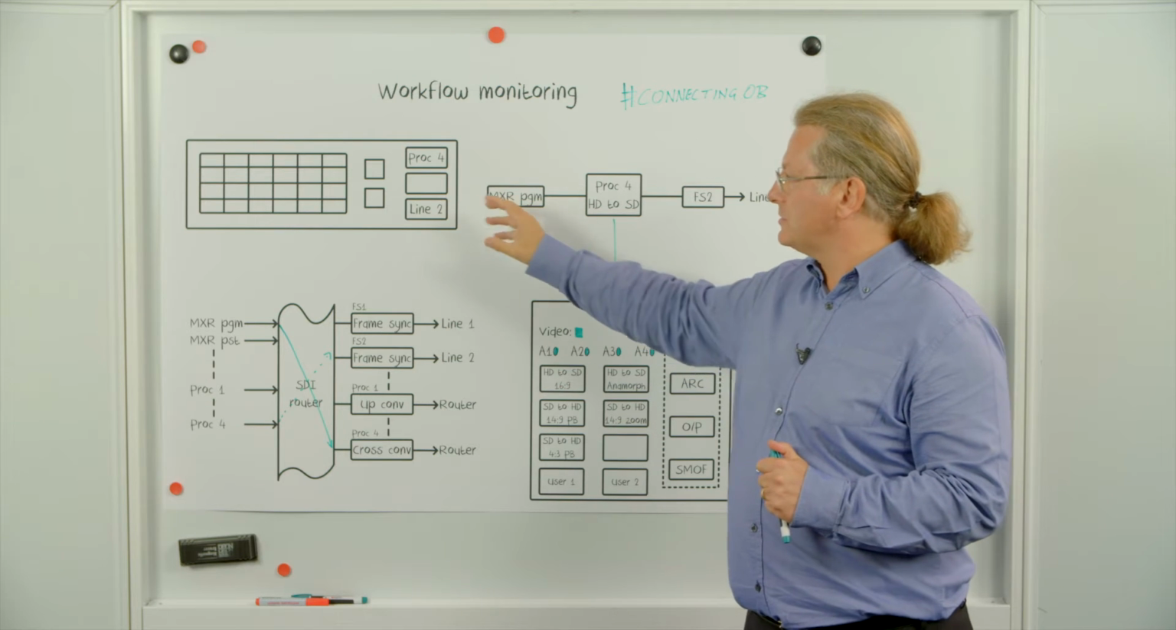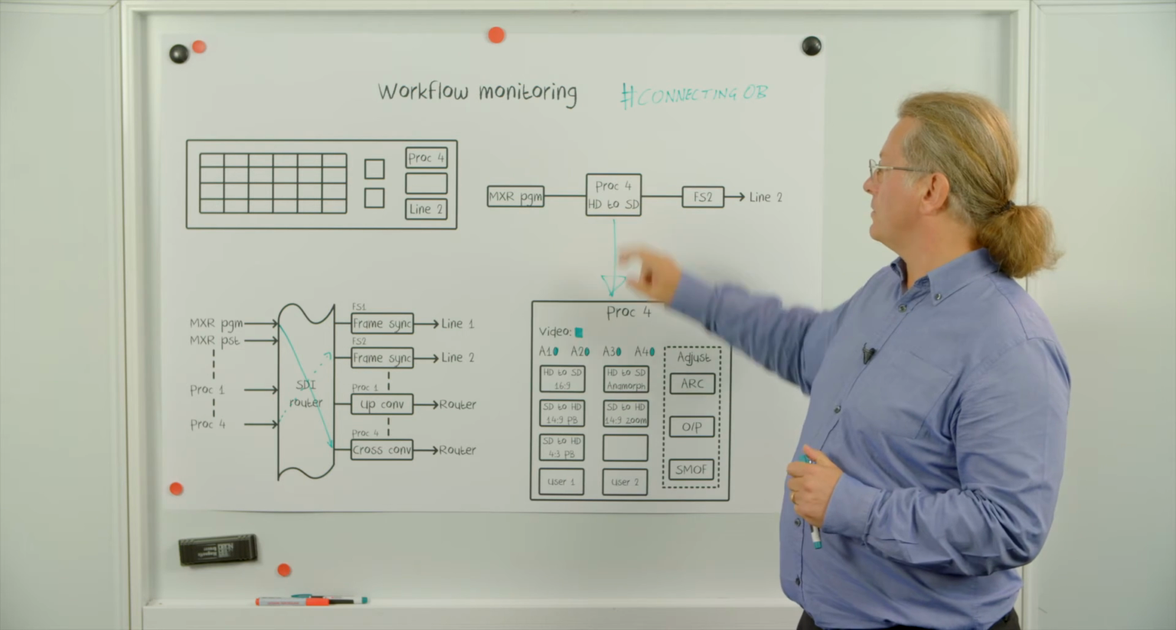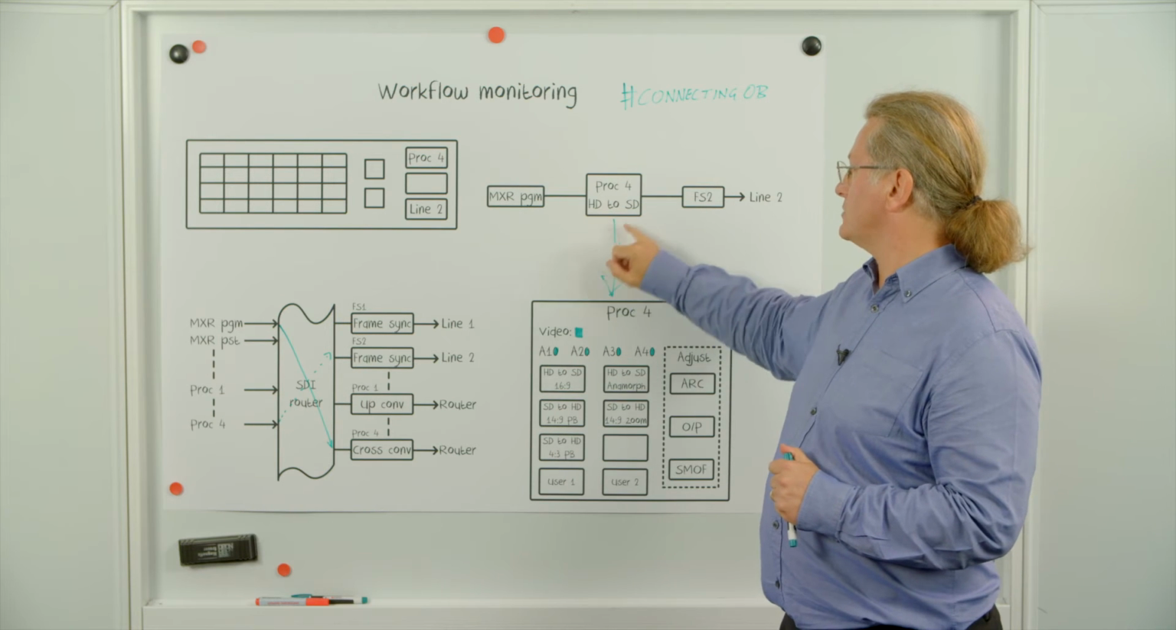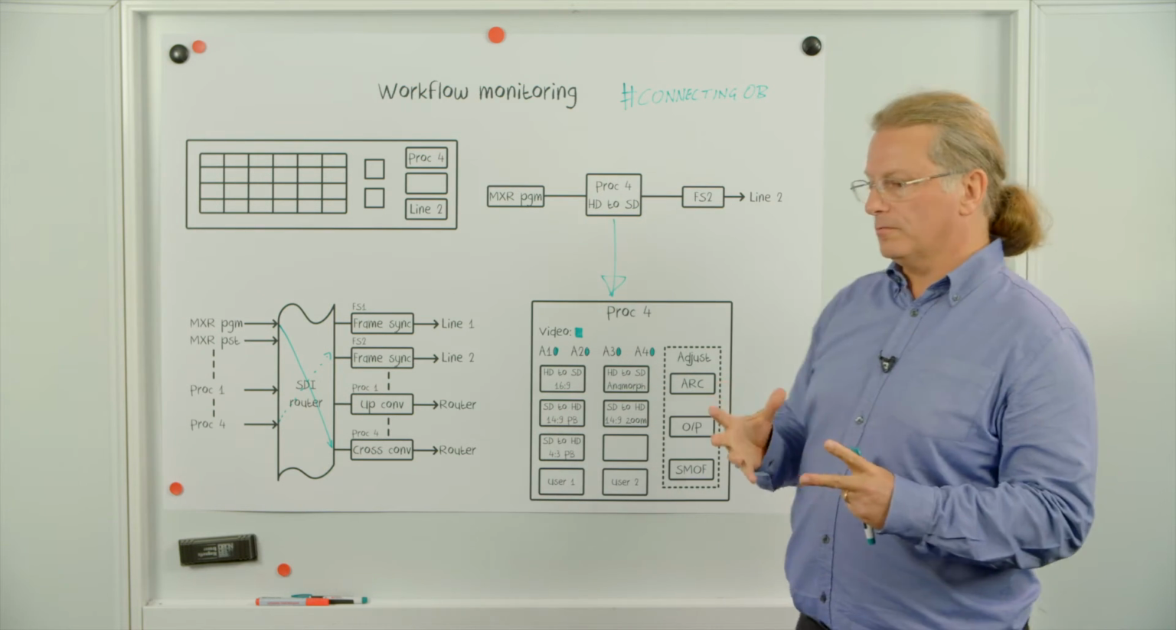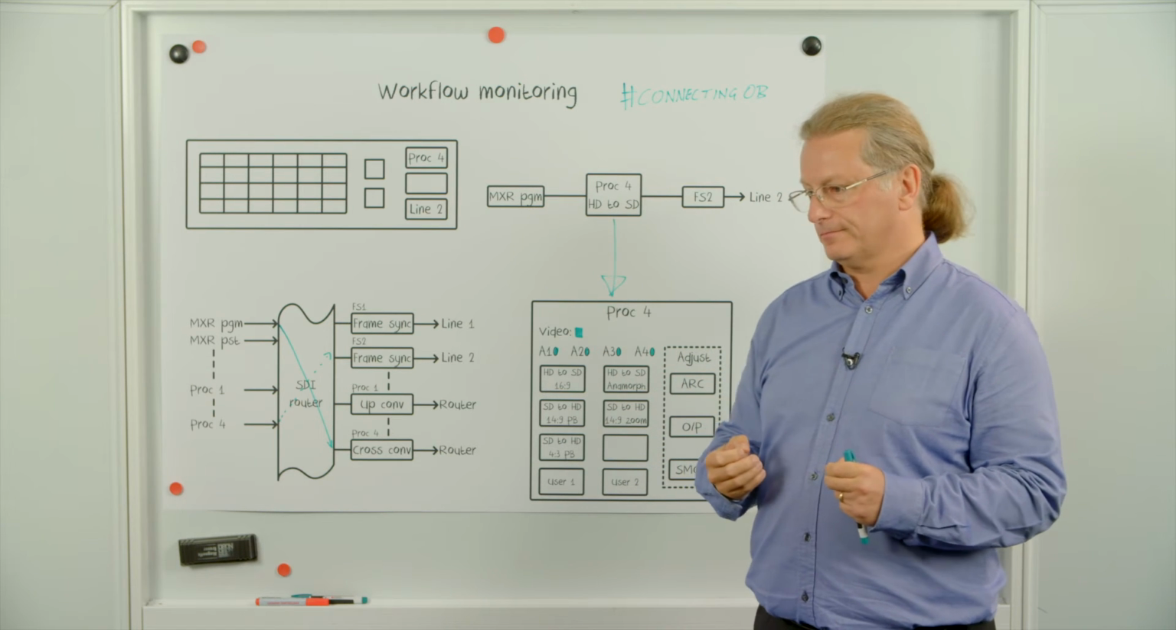Now in addition to the information I could get from these two areas, I can also see what Proc4 is doing here. It's doing an HD to SD transition. So by using a flow diagram, I can give my operators a lot more information.